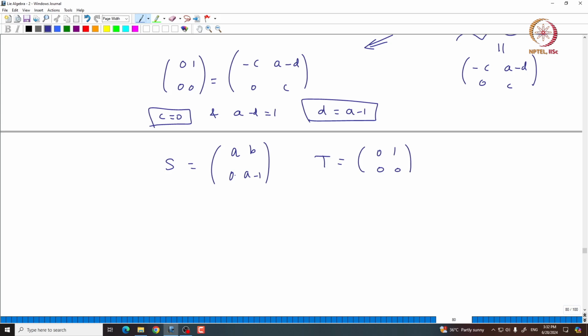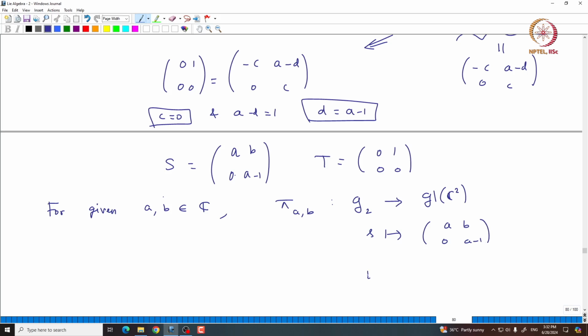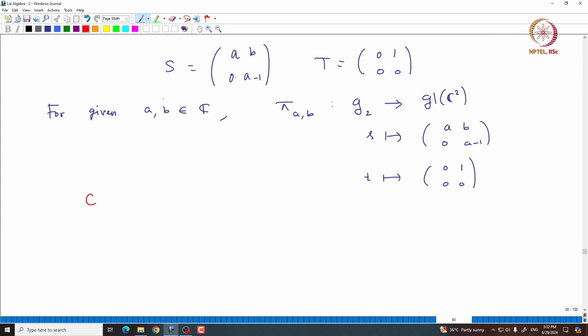Okay. So, now we are looking at this possibility. Once we have something like this, for given, let us say, A comma B, which are complex numbers, one can define this representation pi A comma B from G2 to GL of C2 such that small s goes to A B 0 A minus 1 and T goes to 0 1 0 0. Then I will leave it to you to check that pi A B indeed defines a representation of G2.